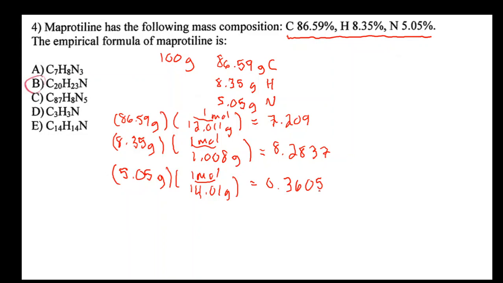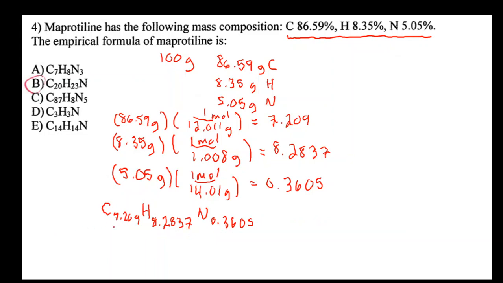So, now that we've determined the molar quantities, what I like to do to visualize it is to write out the formula. So we have C with a subscript of 7.209, with an H with a subscript of 8.2837, with an N with a subscript of 0.3605. So the next thing you want to do is divide each of these by the smallest number.